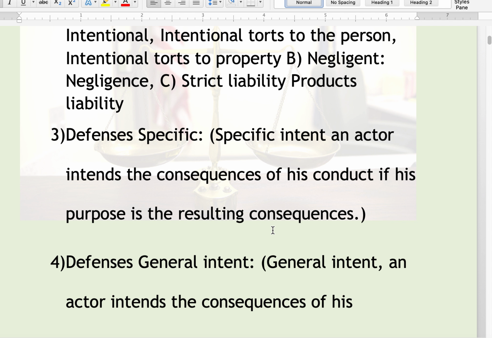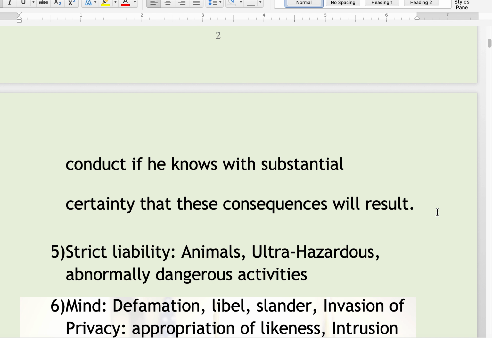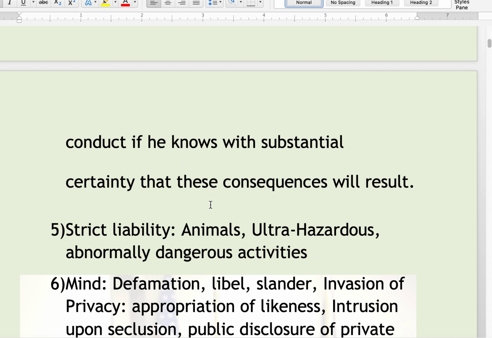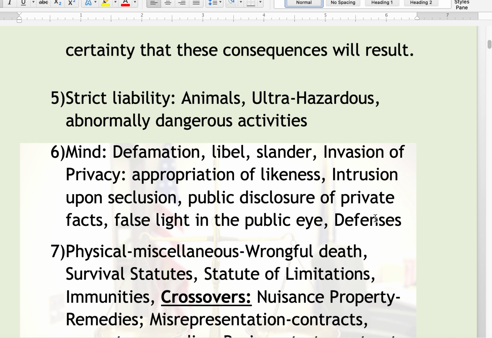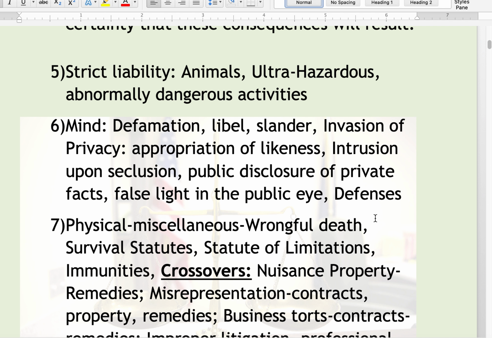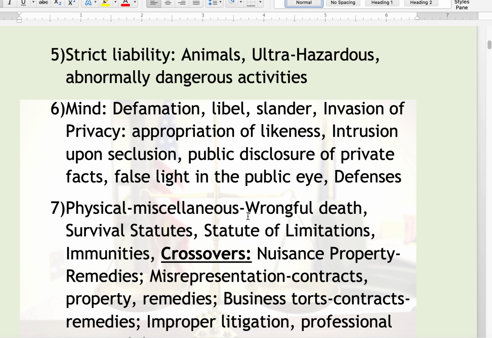Now, defenses, general intent. Well, an actor intends the consequences of his conduct if he knows with substantial certainty the consequences will result. Now, strict liability: animals, ultra-hazardous activities, abnormally dangerous activities, mind torts. These mind torts, which is 6M, are defamation, libel, slander, invasion of privacy, appropriation of likeness, intrusion upon seclusion, public disclosure of private facts, false light in the public eye, defenses.